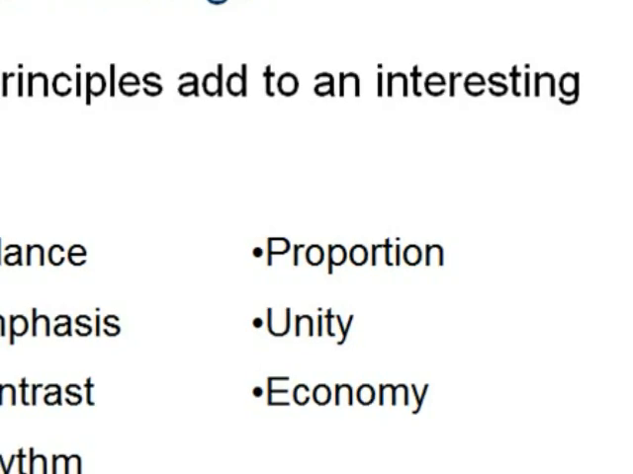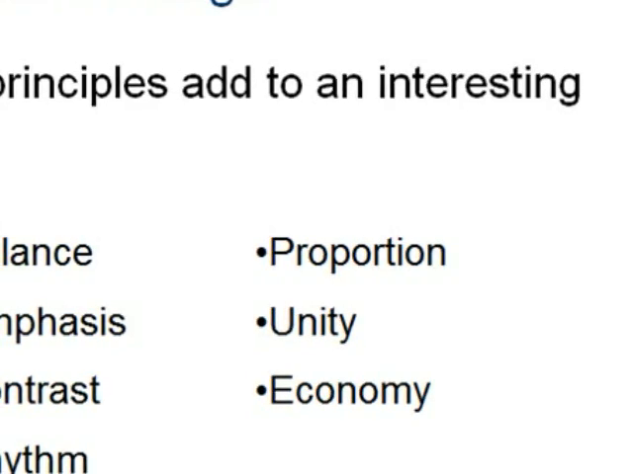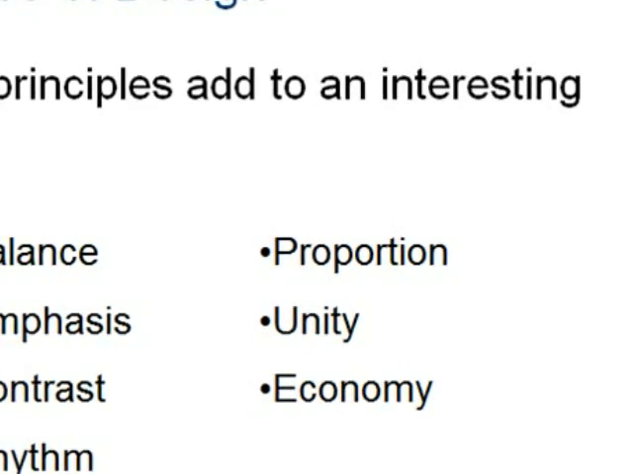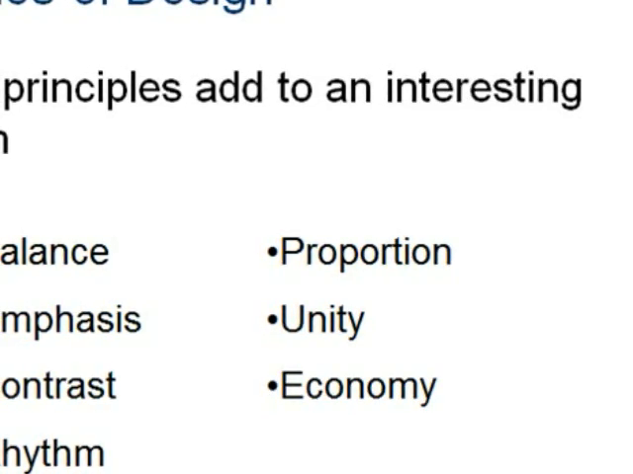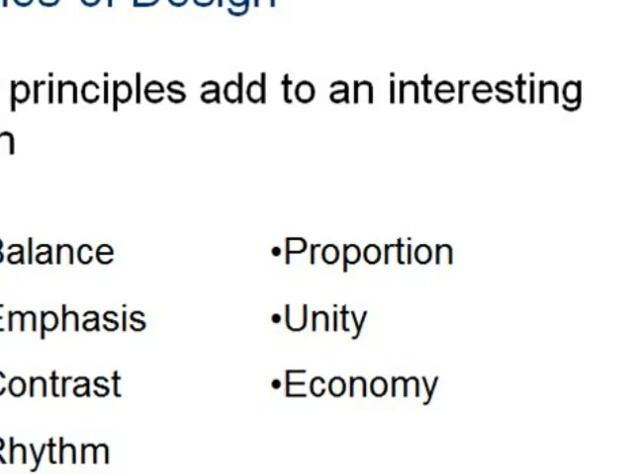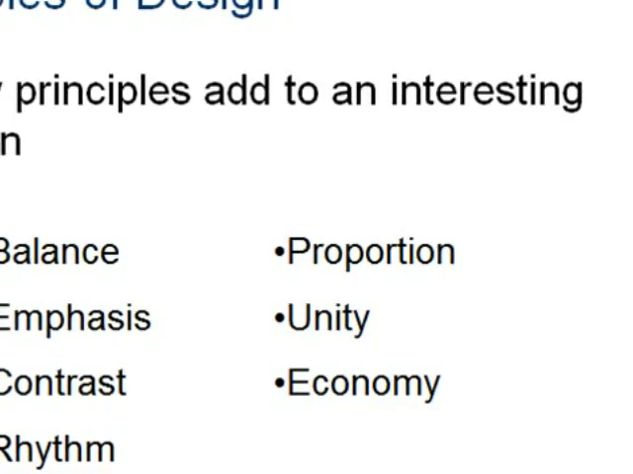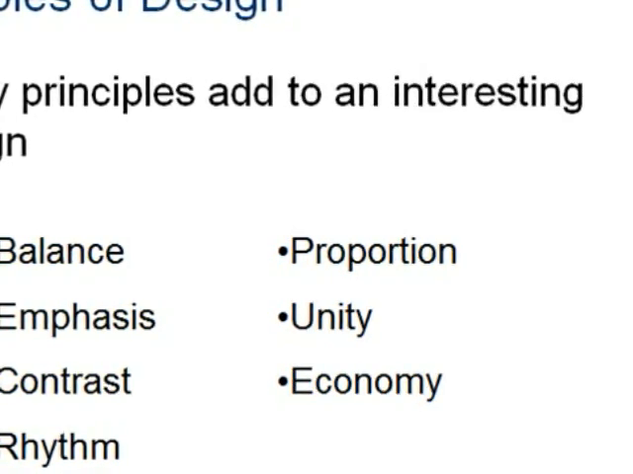There are 7 components used to add interest to designs: balance, emphasis, contrast, rhythm, proportion, unity, and economy. Balance is a distribution of elements within a design. There are 3 types of balance: symmetrical, asymmetrical, and radial.